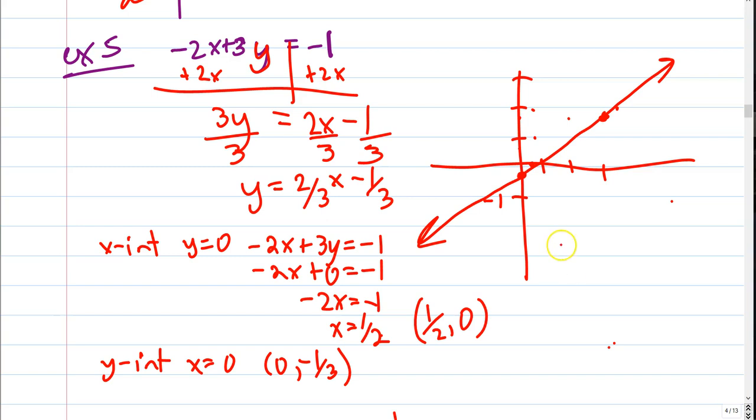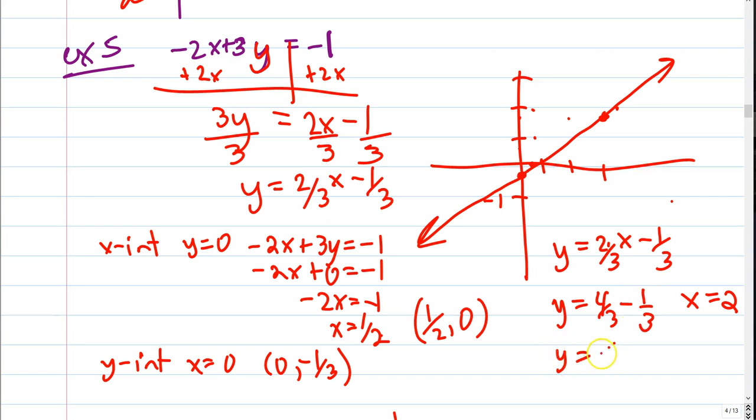So let's just take what I have. Y is equal to 2/3 x minus 1/3. We already saw 0 doesn't work. What would a 1 do? Would 2/3 minus 1/3 be a whole number? No. Well, what if x were 2? 2 times 2, would 4/3 minus 1/3 be a whole number? Sure it would. That would give us 3/3 or 1.